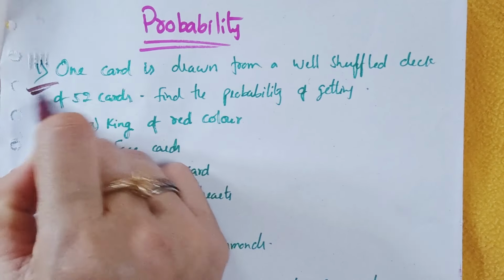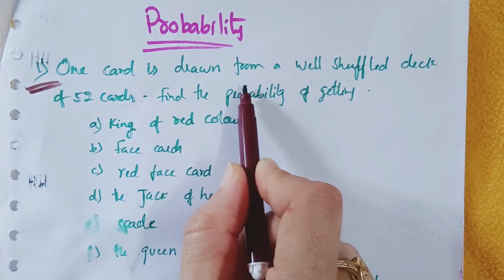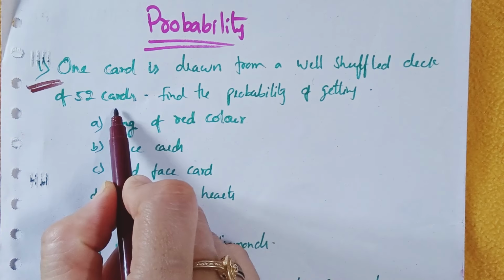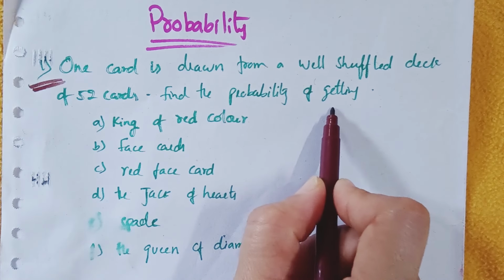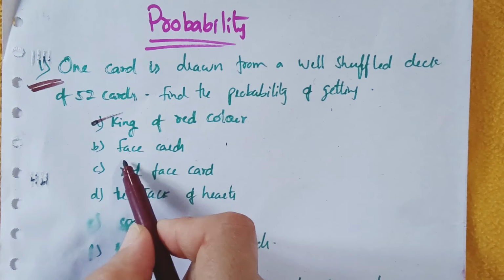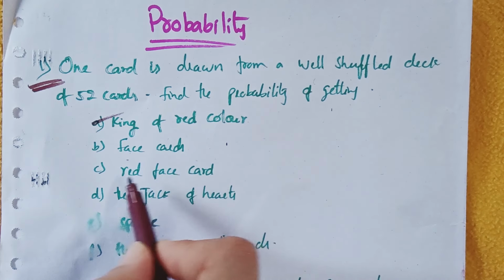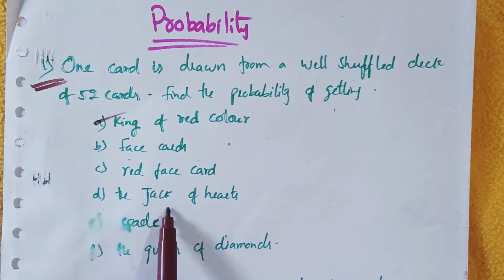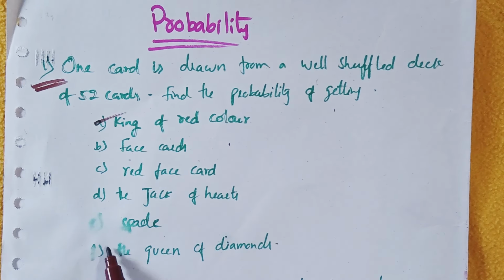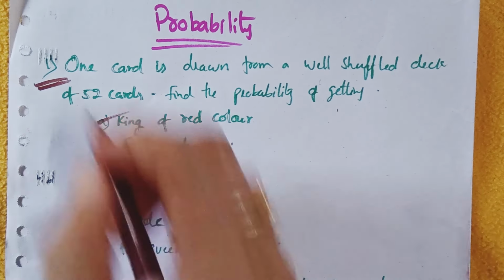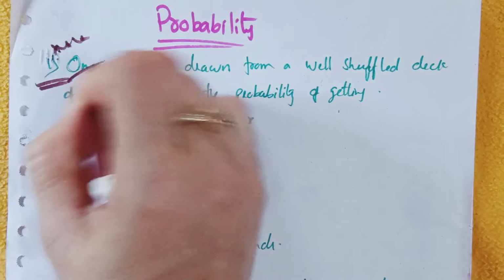So let's see, first question is, one card is drawn from a well shuffled deck of 52 cards. Find the probability of getting a king of red color. Second one is face card. Third one, red face card. Next, fourth one, the jack of hearts. Fifth one, the spade. Sixth one is the queen of diamond. Very, very important, guys.